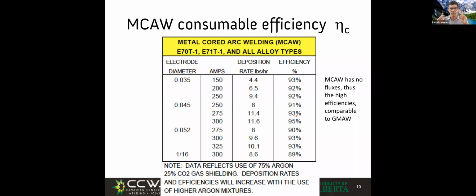Metal core, look at this. Metal core, very similar to MIG, because we still use an inert gas shielding. We have no fluxes. And what do we see? Yeah, very similar numbers, right? This is a process of spray transfer. And if we had higher argon, you see this 93% is on the low end of the metal transfer in free flight in spray transfer. If we had more argon in this mix, chances are these efficiencies will go up.